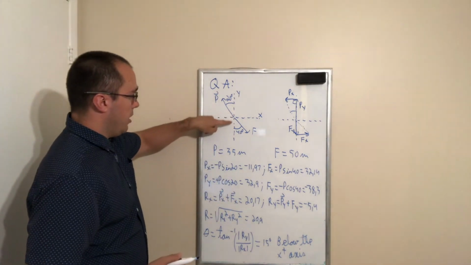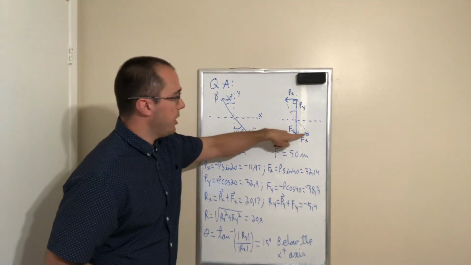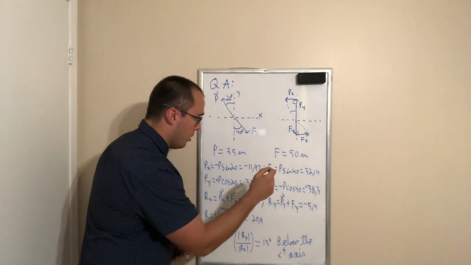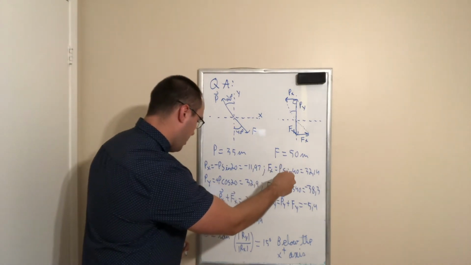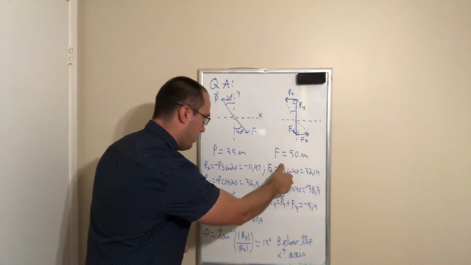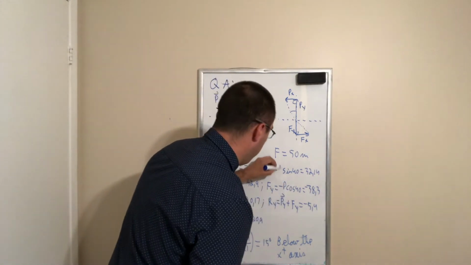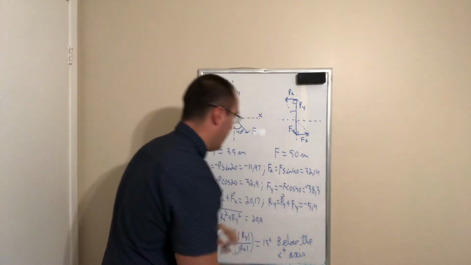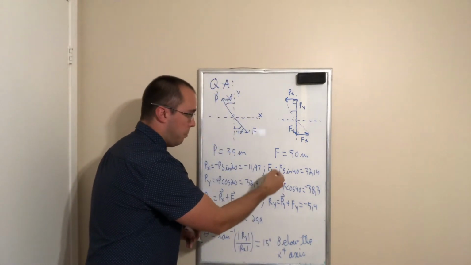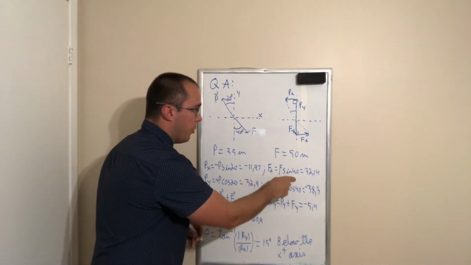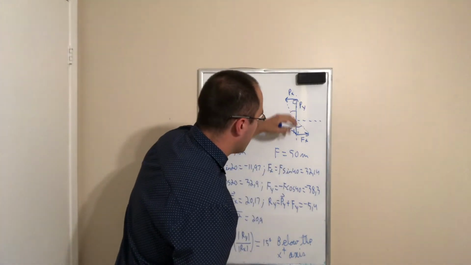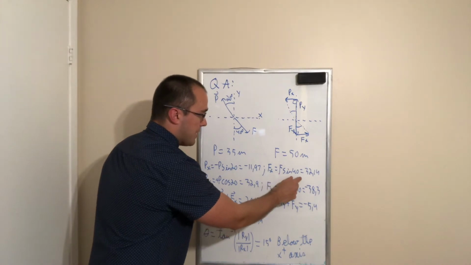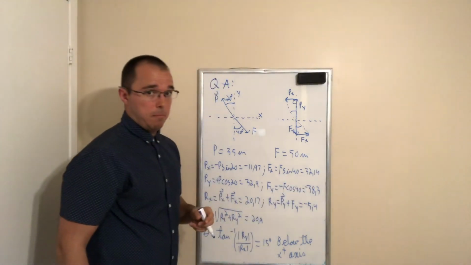So let's start with the Fx. Fx is pointing in the positive x direction, which means it's positive. Oh, I actually made a mistake over here. This is not P, this is F. All right, so Fx is equal to plus F multiplied by sine 40. Now again, sine, because the x component is opposite to the angle. So F multiplied by sine 40, we get 32.14.